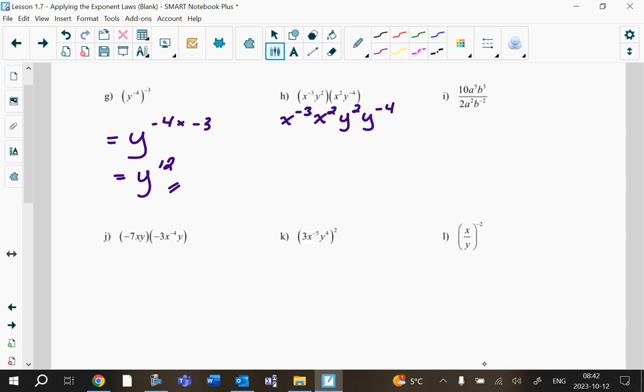I can multiply these two together. I can multiply these two together. And then I just put those side by side to represent that I'm multiplying them. So when I multiply these two, what do I get? X to the negative 6 times y to the negative 8.